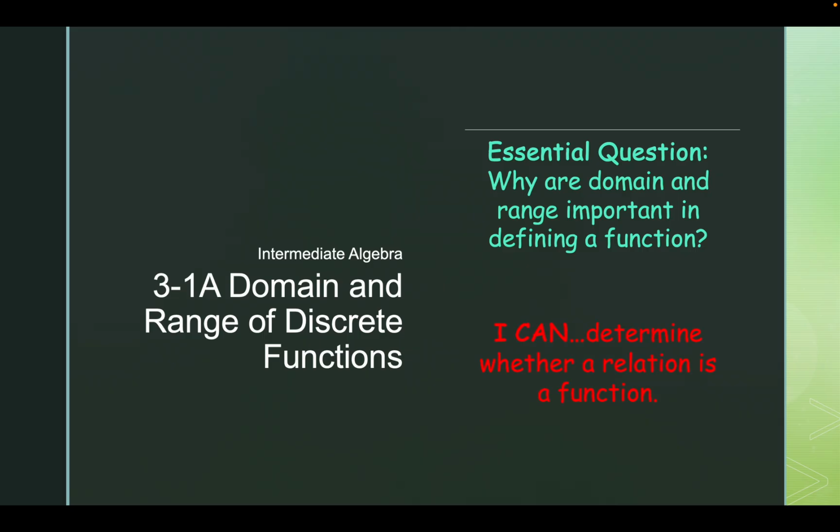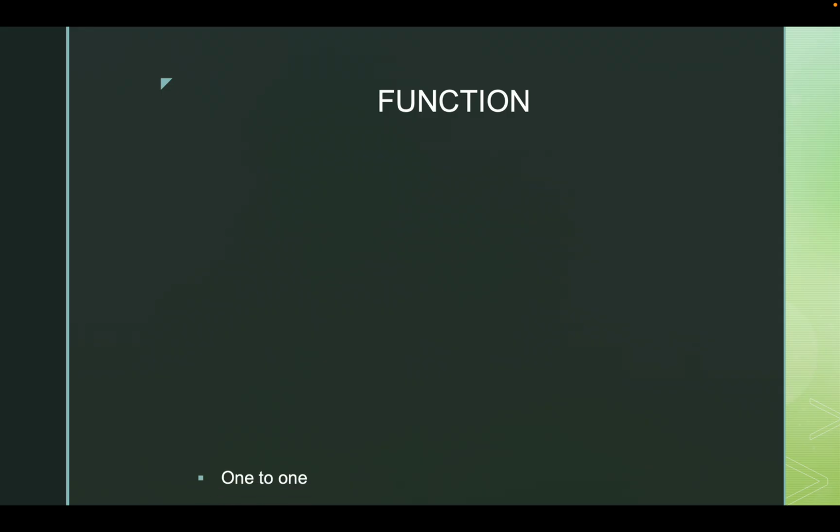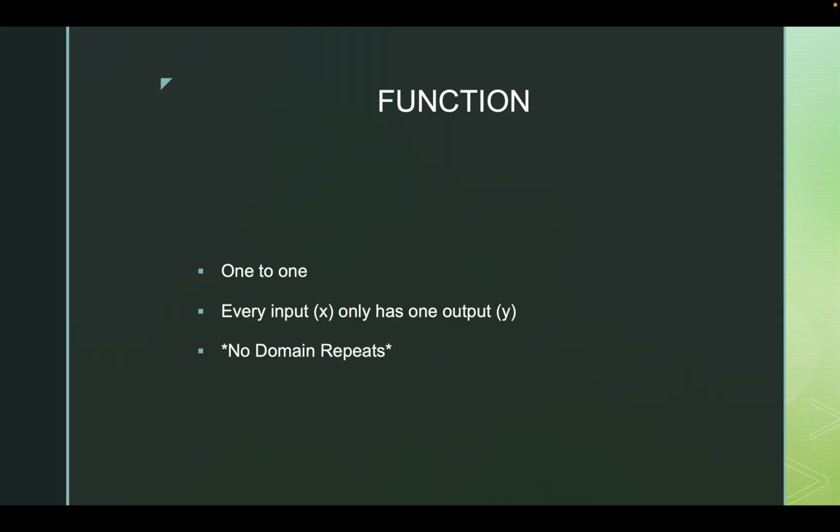By the end of this video, you will be able to determine whether a relation is a function. Function: one-to-one, every input, x value, only has one output, y value. No domain repeats. So for a relation to be a function, you will not have any items in the domain repeat itself.